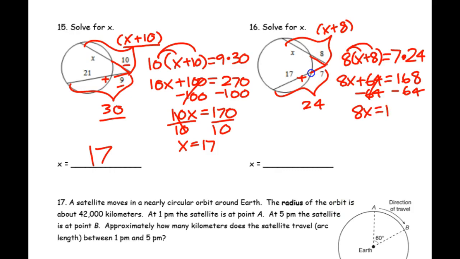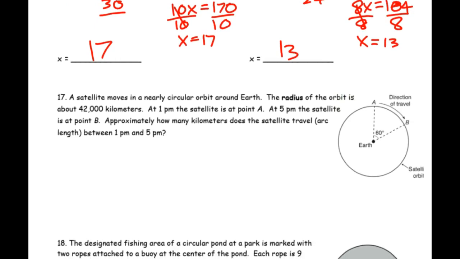8x equals 104. And then to get rid of the 8, we divide. So x equals 13. So we have 13 units for our missing variable x. Cool.